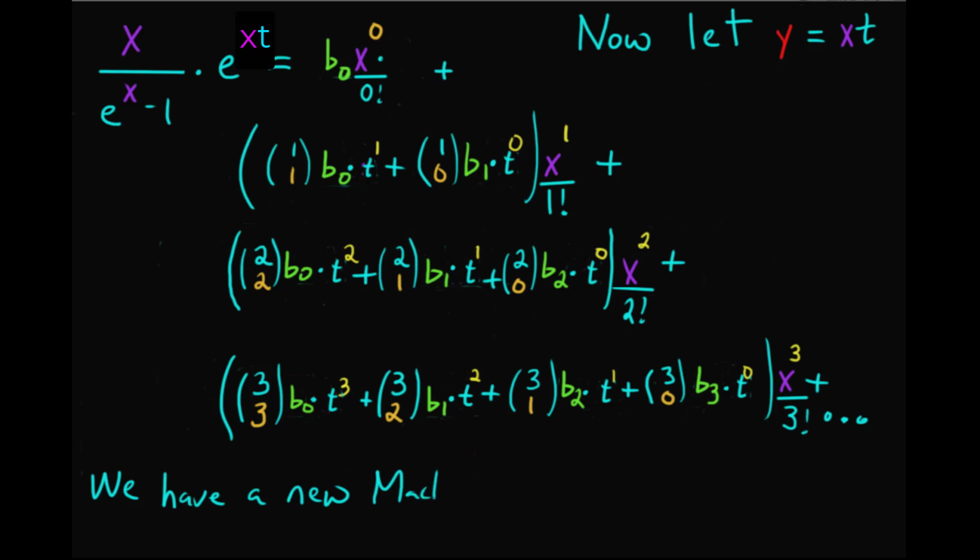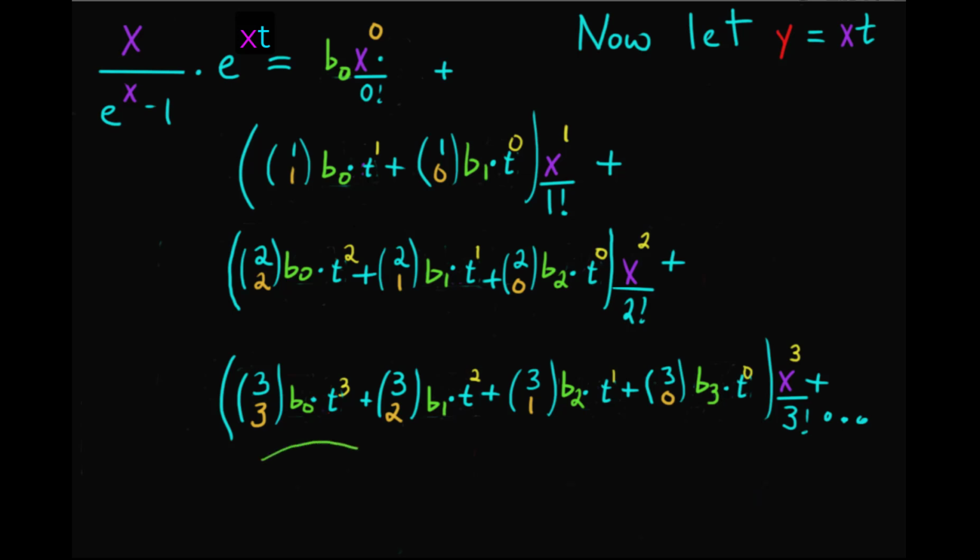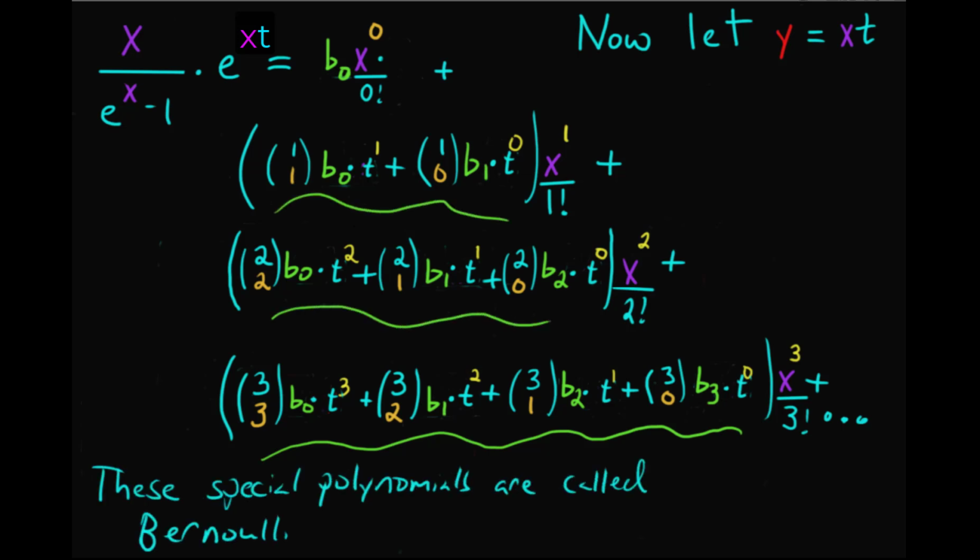Well, what's so great about this? By making these simplifications, we now have a new Maclaurin series where the coefficients in this Maclaurin series are just these expressions that are in the parentheses. And these expressions in the parentheses are quite special. They are polynomials in t that in a certain sense marry together the binomial coefficients with the Bernoulli numbers. And these coefficients are given a special name. They're known as the Bernoulli polynomials. And this function, x over e to the x minus 1 times e to the x times t, is called the exponential generating function for the Bernoulli polynomials.